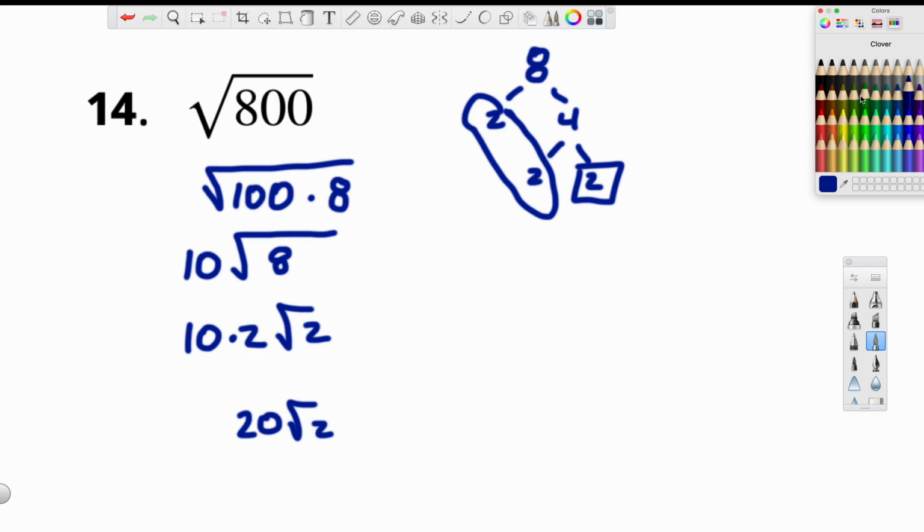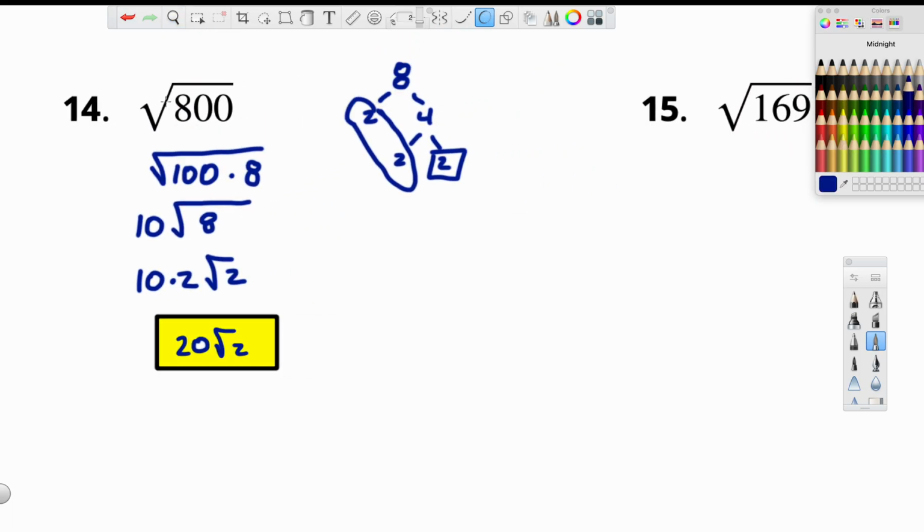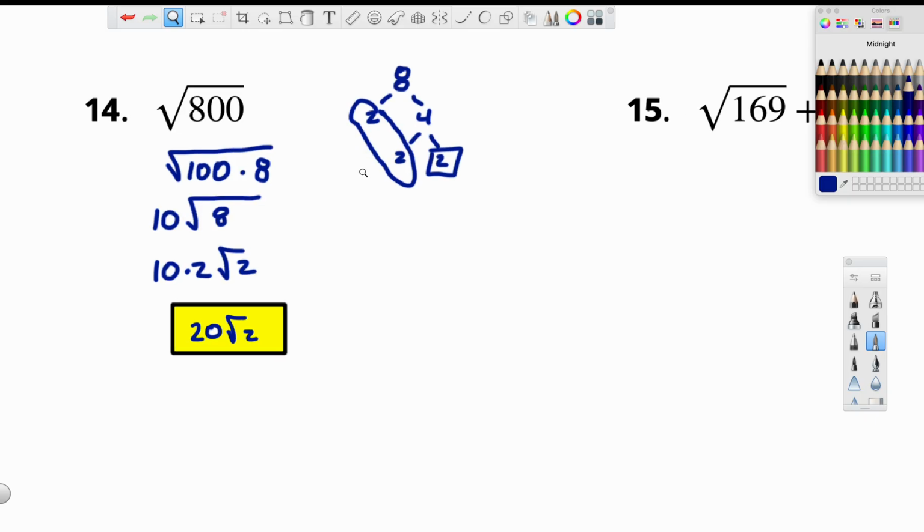Now we could have done the factor tree on 800. And it's a big factor tree. It's going to be a little long, which is fine. But I want you to see, if you know that there's a perfect square factor like 100, then go ahead and take that out and start making your life a little easier.